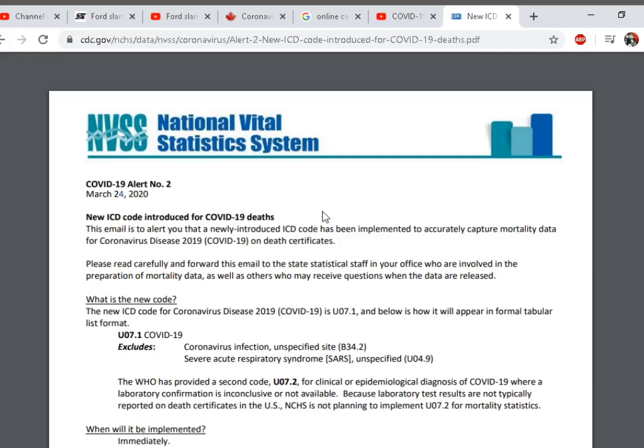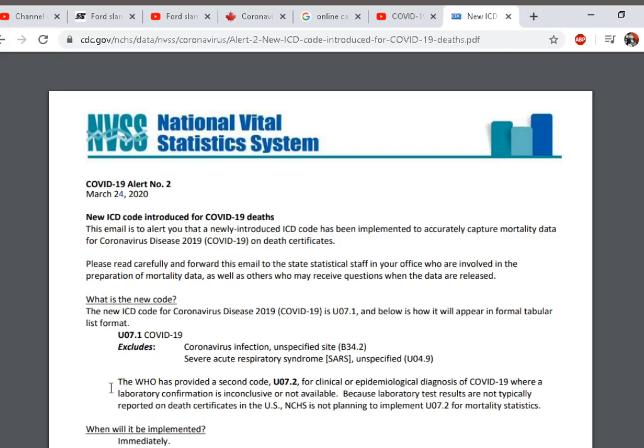This email is to alert you that a newly introduced ICD code has been implemented to accurately capture mortality data for coronavirus 2019 COVID-19 on death certificates. What's the new code? U07.1, and below is how it will appear in formal tabular list format. This U07.1 COVID-19 excludes coronavirus infection and severe acute respiratory syndrome, SARS.